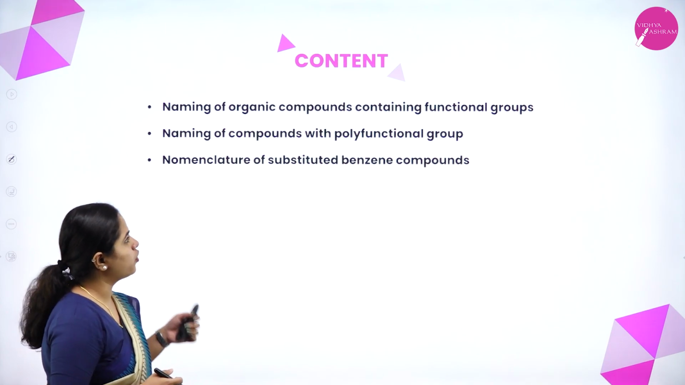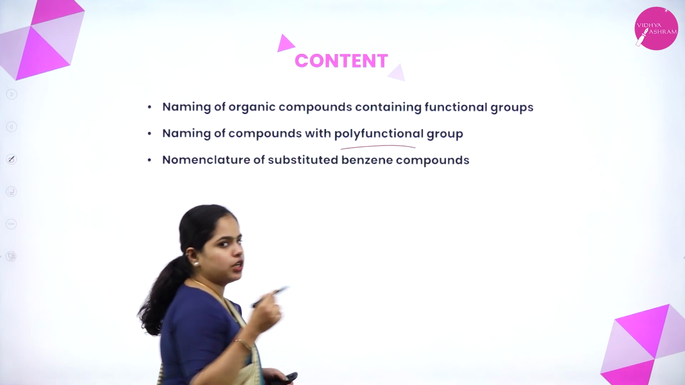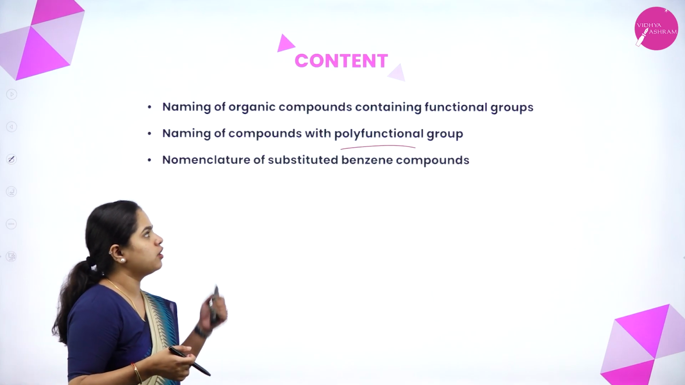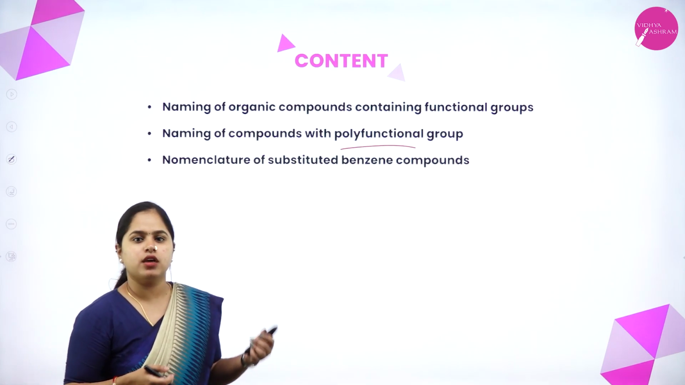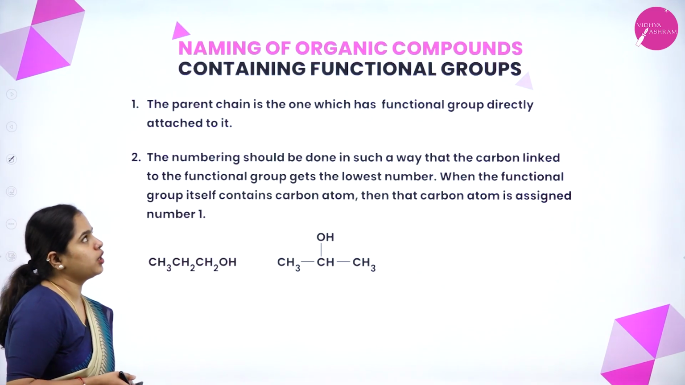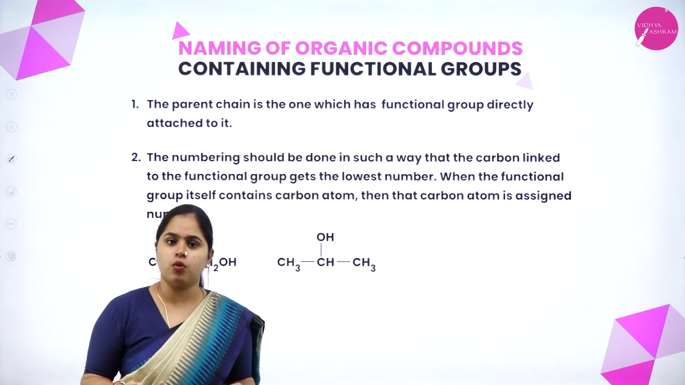And the naming of compounds with polyfunctional groups. That means more than one functional group is present in a single compound. Then how would you name it? And then nomenclature of substituted benzene compounds. So let's begin with the first one, that is naming of organic compounds containing functional groups. If a functional group is present, how would you name it?